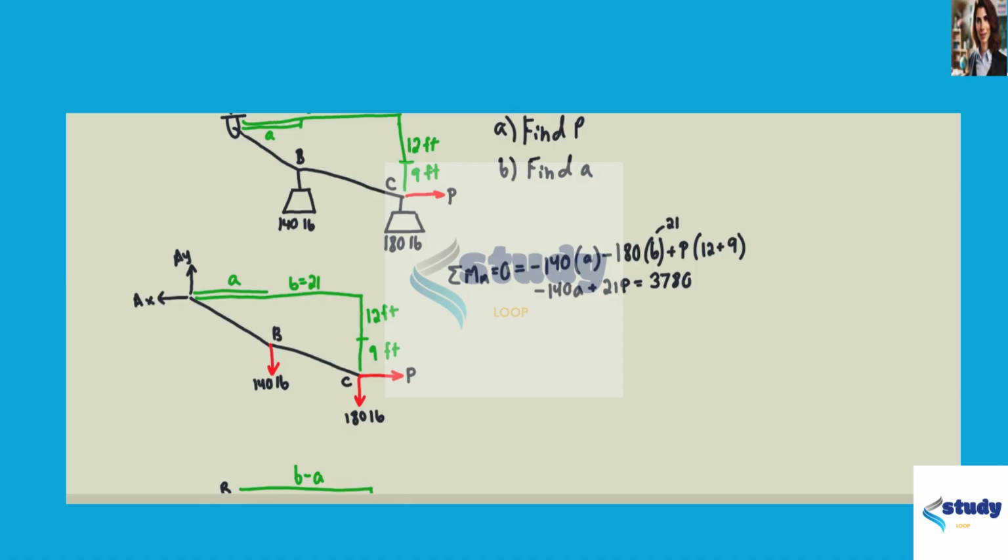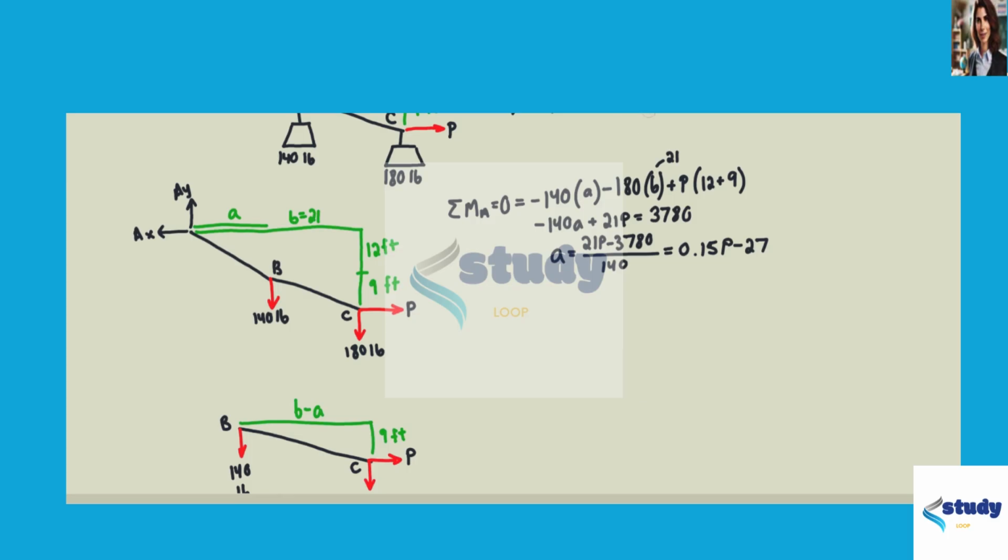We're going to go ahead and solve for a. So a equals 21P minus 3,780 over 140. Simplifying even further, it's 0.15P minus 27. We're going to need this equation later on.